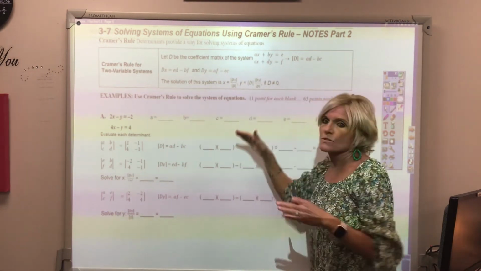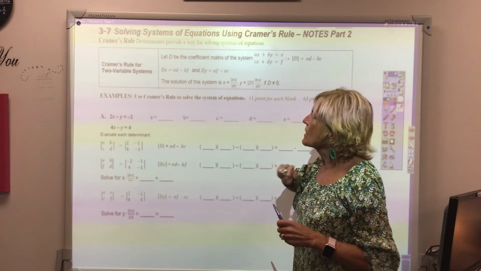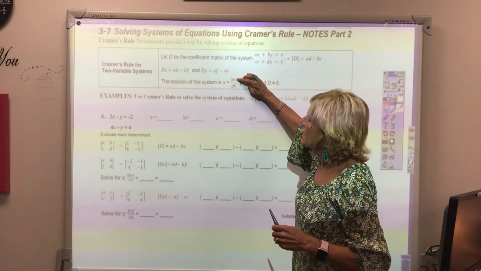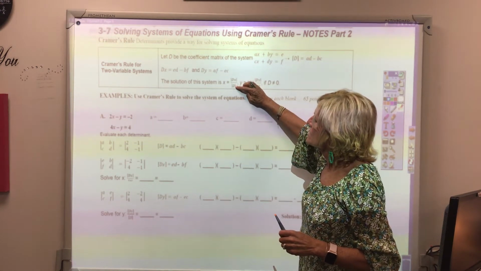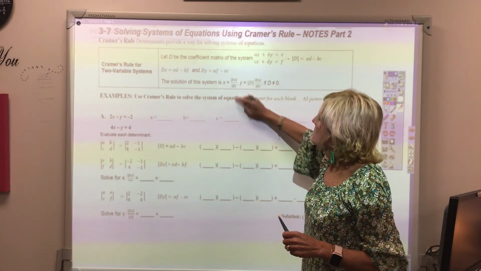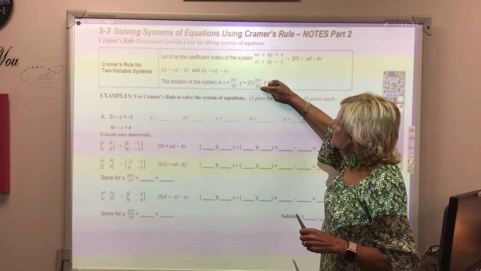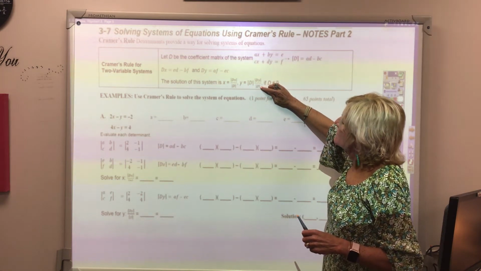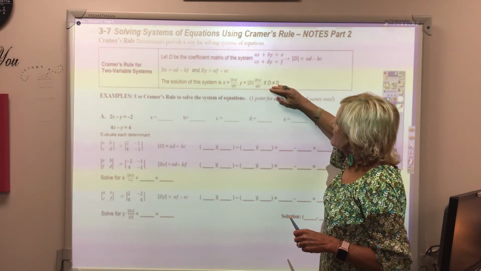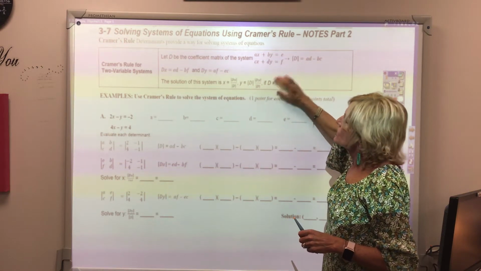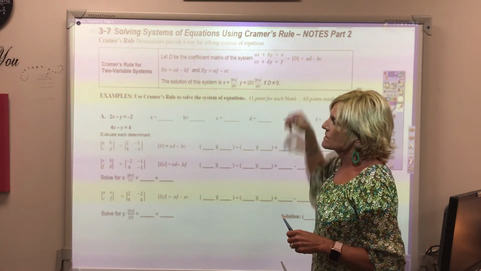Then, once you have those three determinants, to solve for X you put the determinant of X over the main determinant and you divide. To find Y, you put the determinant of Y over the main determinant and divide. Now, if the main determinant is 0, then there is no solution to the system.